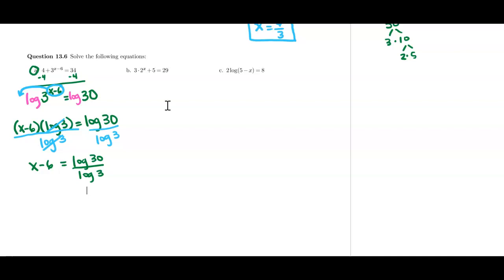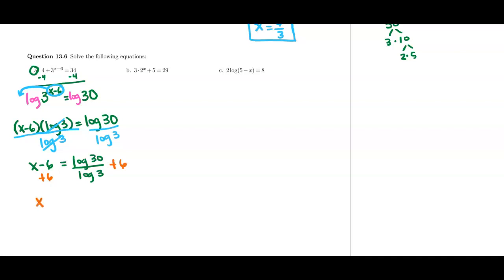But don't round it yet, okay? I need you to keep that long answer in your calculator. So if you already cleared that out, do it again. Do log of 30 divided by log of 3. Keep that long number in there, because you won't round until the very last step. After we get that into the calculator, then we're going to add 6 to both sides.